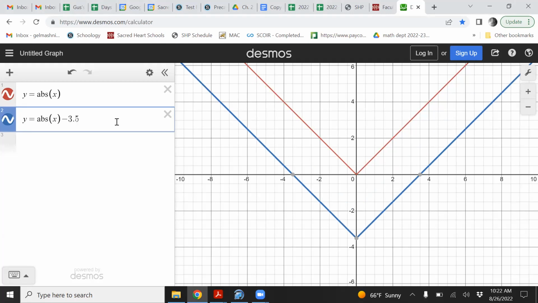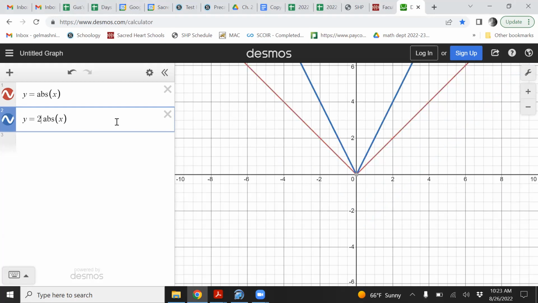It's very intuitive. If I went down 3.5, it goes down 3.5. We call this the vertex, the middle, right? This is called the vertex. So the vertex shifts depending on what you put on the outside. Okay. What if I multiplied the absolute value by 2?